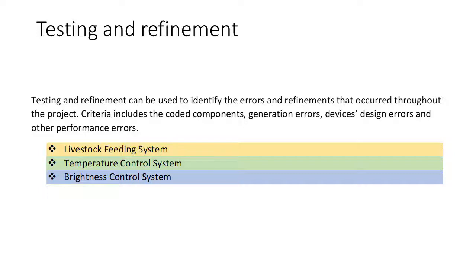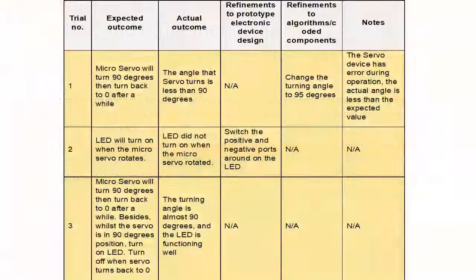There are 3 systems that need to be tested. 1. Livestock feeding system. 2. Temperature control system. And 3. Brightness control system. This is a test for the livestock feeding system.